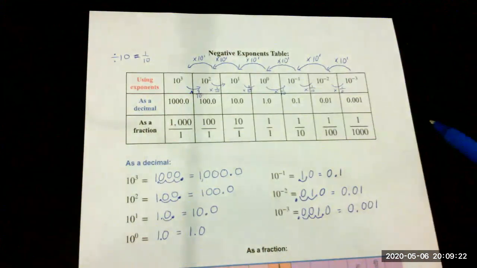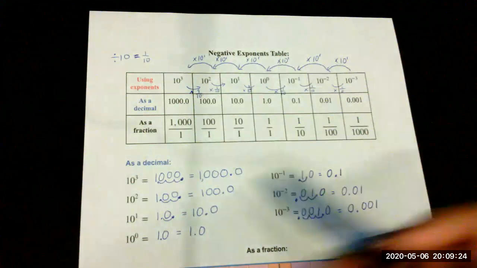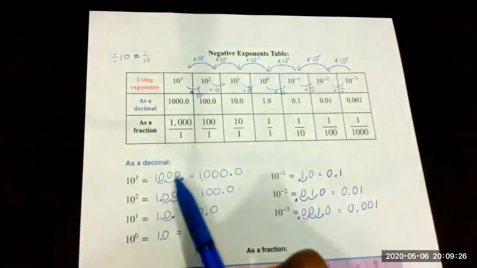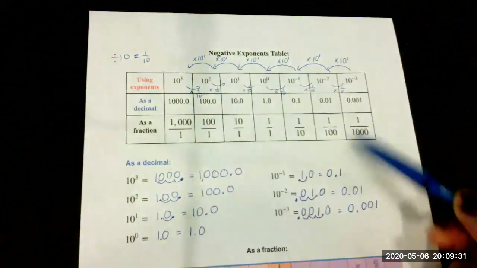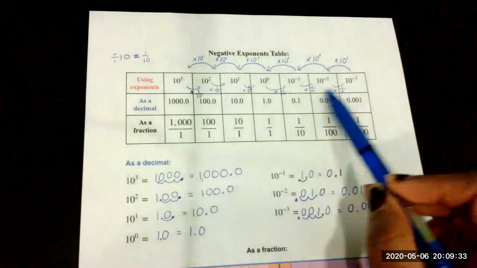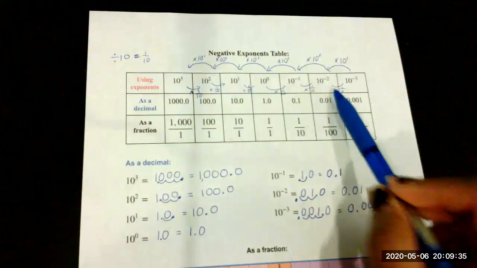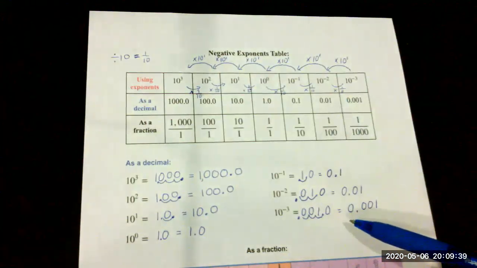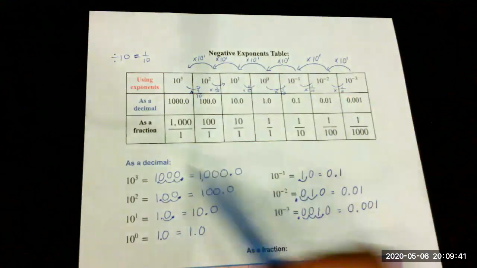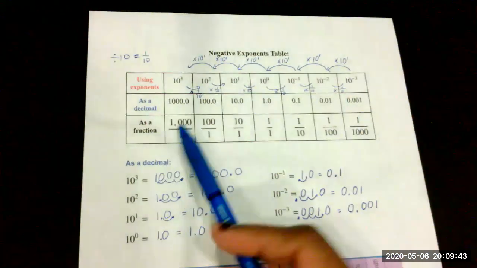So just as a quick reminder, when the number is getting larger, that means the exponent is a whole number. And when the number is getting smaller, the exponent is a negative number, which means that our standard form of the number is going to be a decimal. Okay? So the last row says how to write these as a fraction.